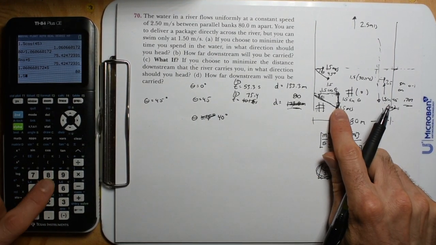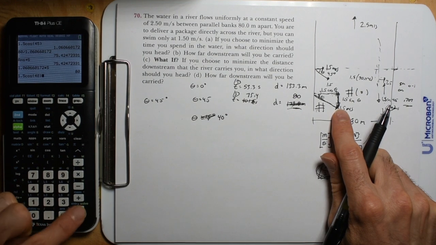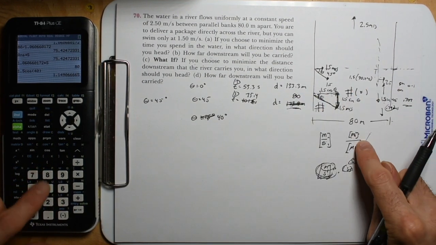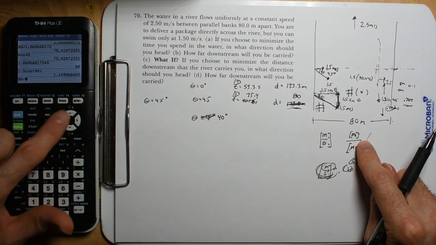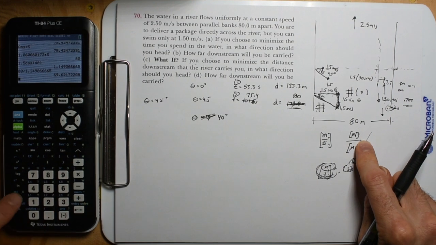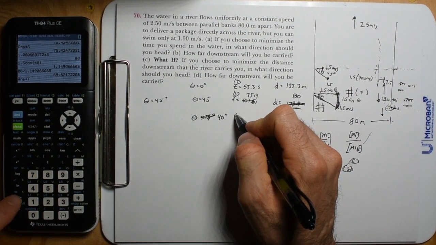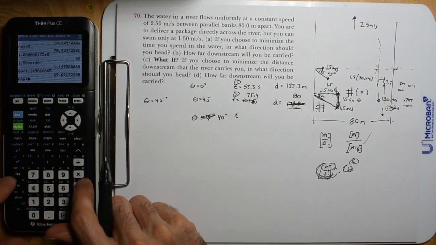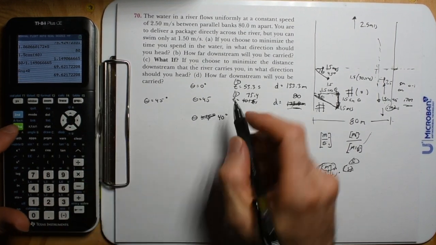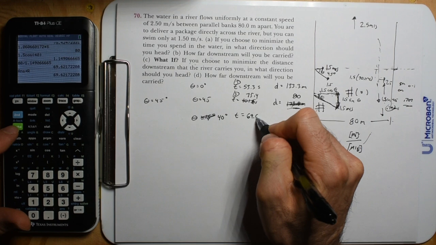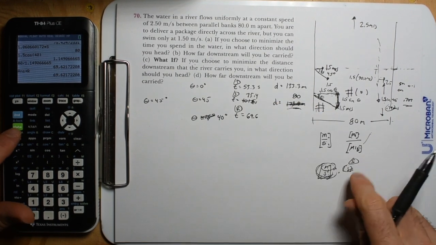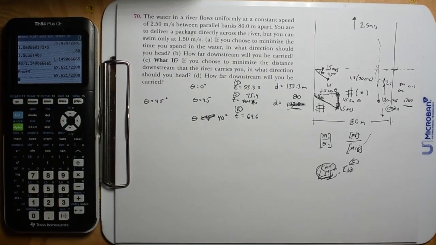So we're going to go 1.5 cosine 40. This is going to give me my velocity going across. We do 80 divided by that, and we get that as our time. I'm going to store that as alpha r, and we get a time of 69.6. And then we take that time.